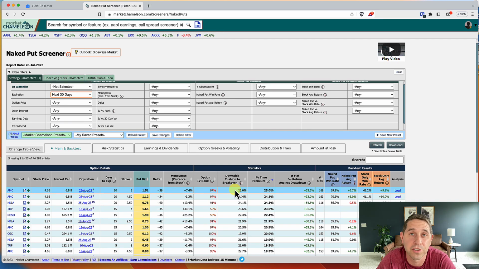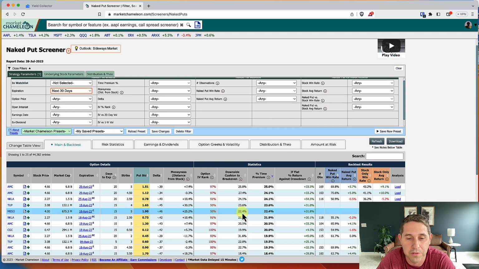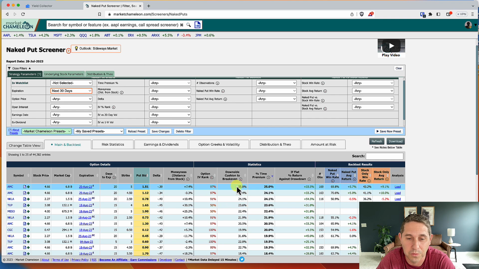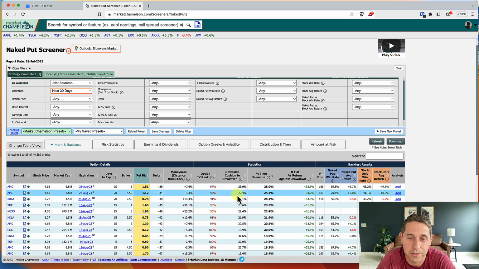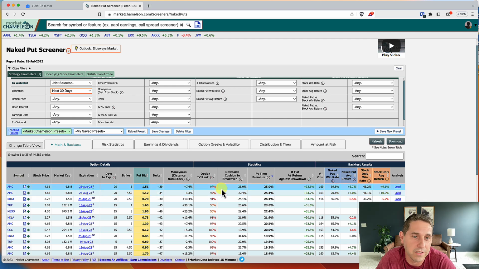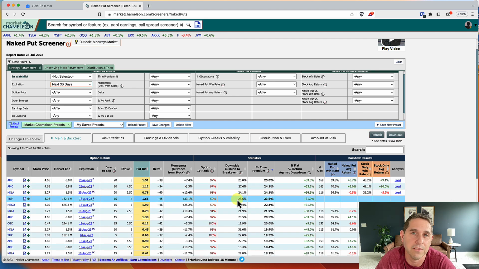And this is downside cushion to break even. So this is how far the price can move against you before your trade becomes unprofitable. For these ones right here, you can see it can move down quite a bit before your trade becomes unprofitable, but it's also doing it on garbage. So that's something to keep in mind. The riskier the stock, obviously, the more downside cushion to break even you have. Everything is relative in options trading.